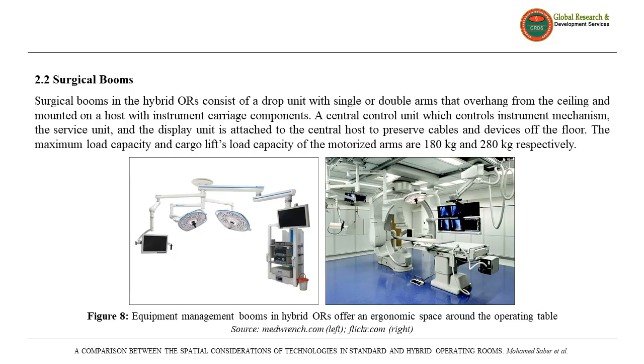Surgical booms in the hybrid operating rooms consist of a drop unit with single or double arms that overhangs from the ceiling and is mounted on a hoist with instrument carriage components. The central control unit, which controls the instrument mechanism, the service unit, and the display unit, is attached to the central hoist to keep cables and devices off the floor.